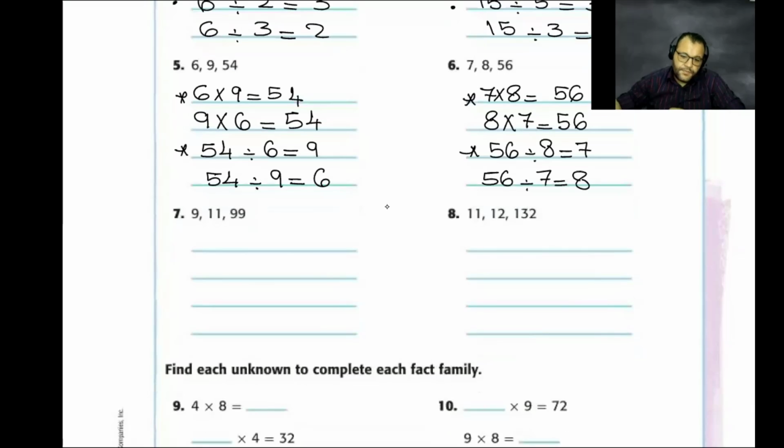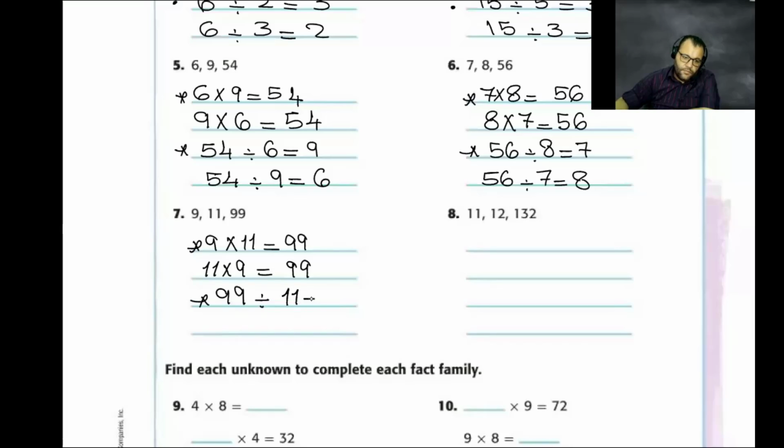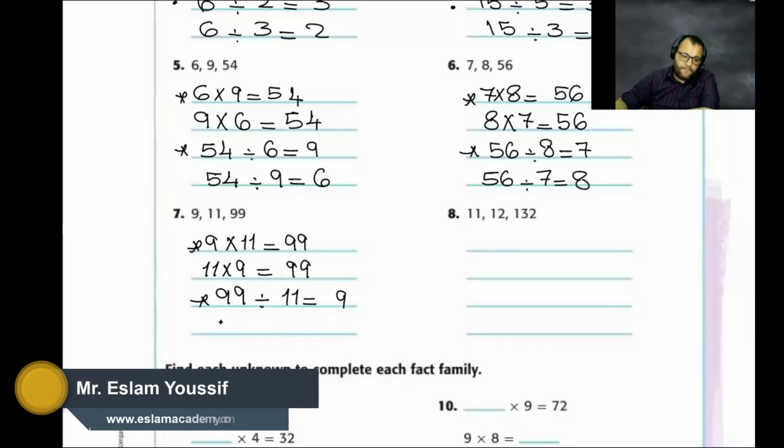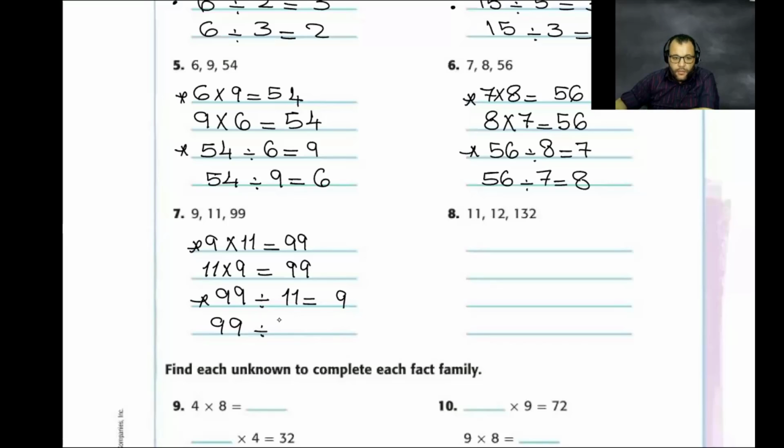Thanks. So, Taha, can you solve with me the next one? Okay. 9 multiplied by 11 equals 99. Yes. And 11 multiplied by 9 equals 99. Yes. So 99 divided by 11 equals 9. Yes. The last one? 99 divided by 9 equals 11. Yes, perfect.